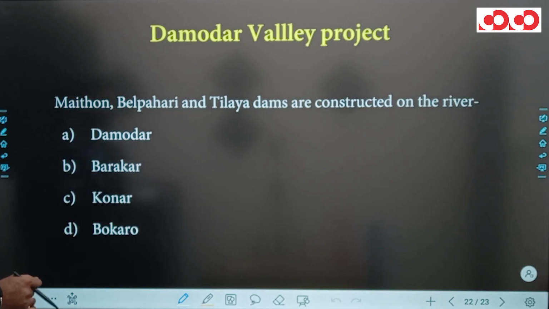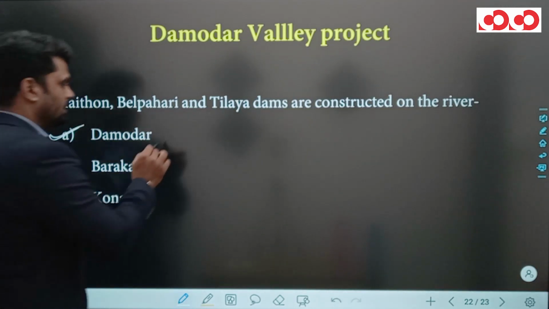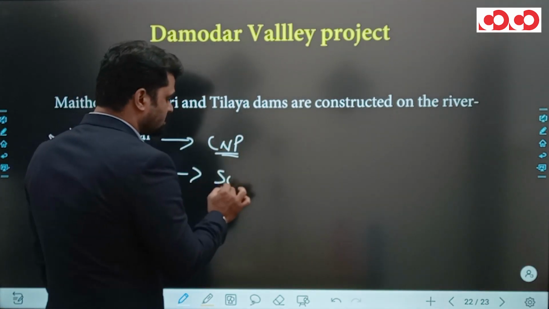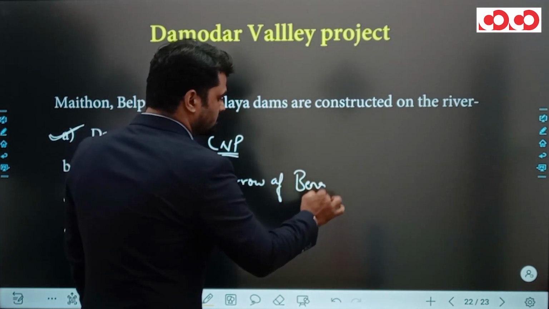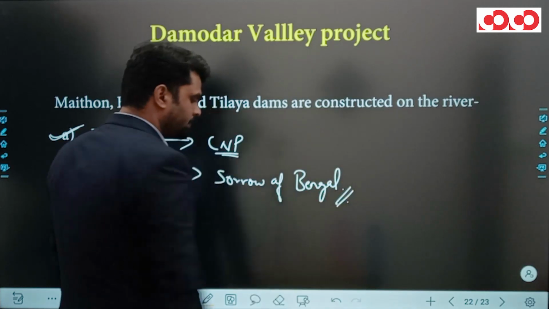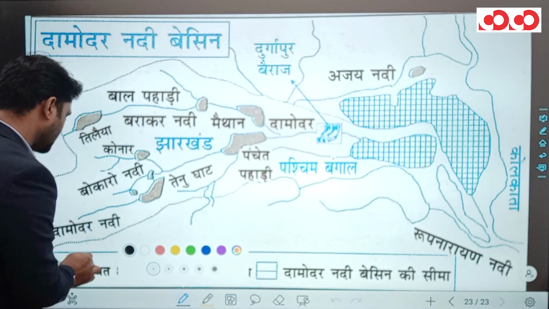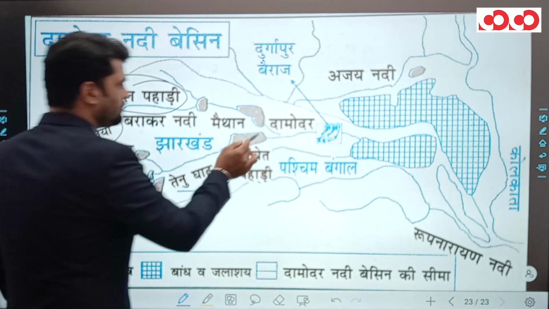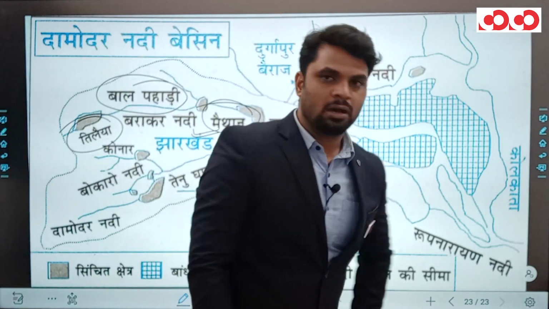Maithon, Belpahari and Tilaiya dams are constructed on the river, and the answer is Damodar River. Clear? Damodar River originates from the Chota Nagpur Plateau. It is also known as the Sorrow of Bengal. Clear? You can see this in this image too. This image is in Hindi. This is Belpahari, Tilaiya and Maithon. These are the projects of Damodar River.